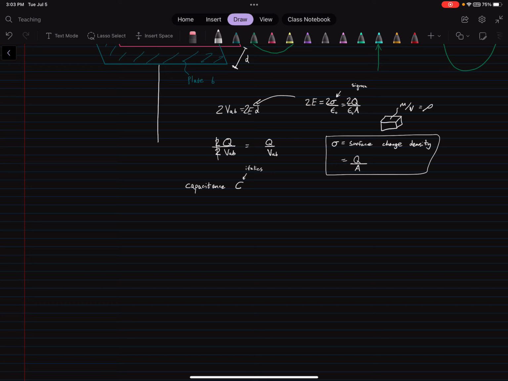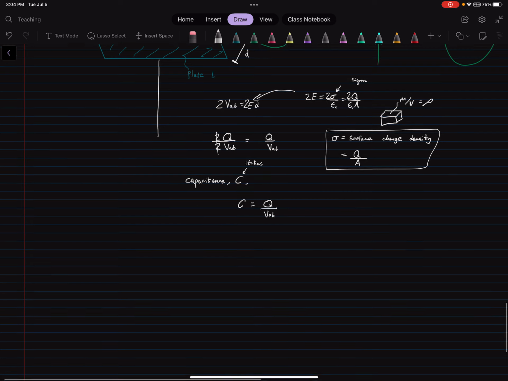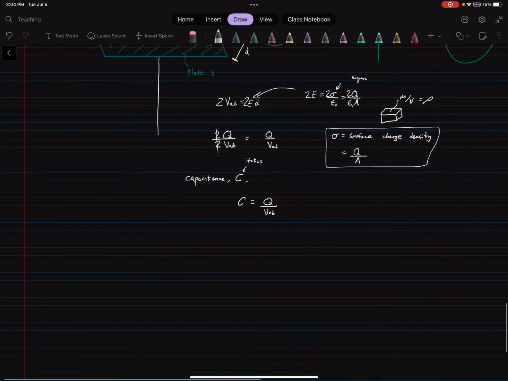And so capacitance, C, which is italics, maybe that is equal to Q divided by VAB. So the capacitance of a capacitor is equal to the total charge divided by the potential difference. And that's true of any capacitor, not just parallel plate capacitors.